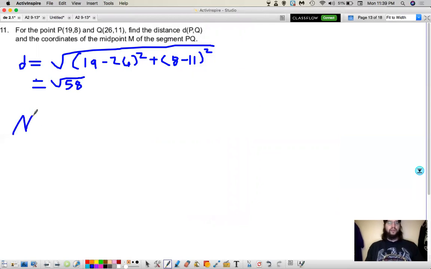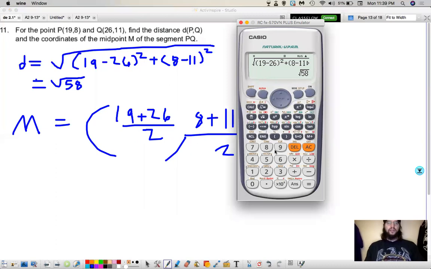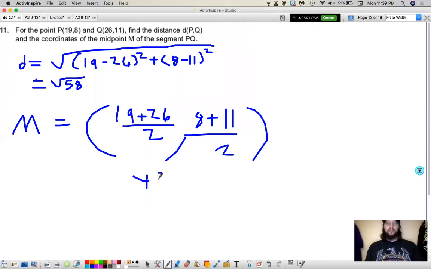Now the midpoint is going to be the ordered pair. Add the x's together over 2. Add the y's together over 2. Use a calculator. That's 45 halves, 19 halves. Done.